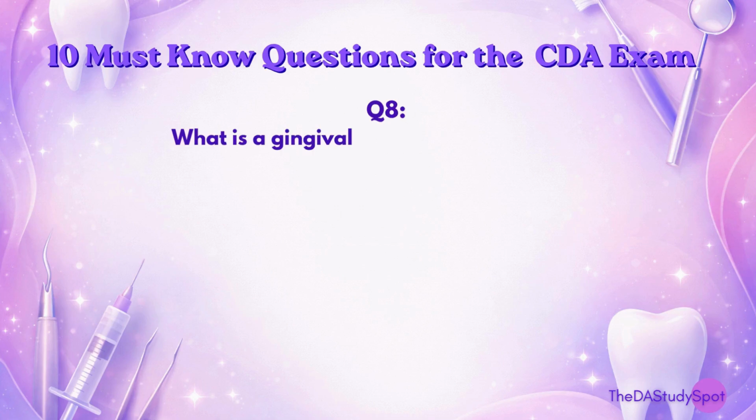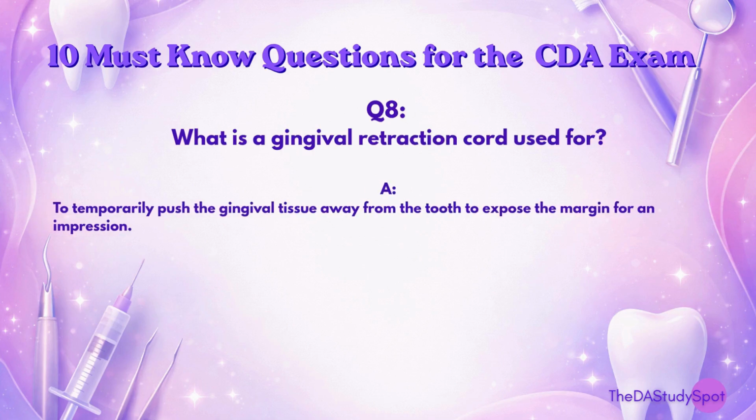Question 8. What is a gingival retraction cord used for? The answer, to temporarily push the gingival tissue away from the tooth to expose the margin for an impression.